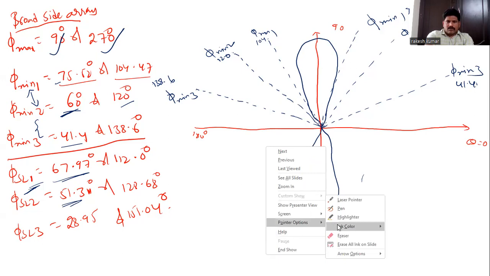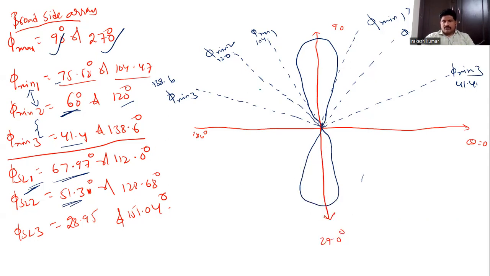Now I am going to draw the side loops. So now the first side loop. So I'm drawing the first side loop. This is my first side loop. And similarly, this is my first side loop, which is in between first null and second null. Okay, so this is nothing but my first side loop.